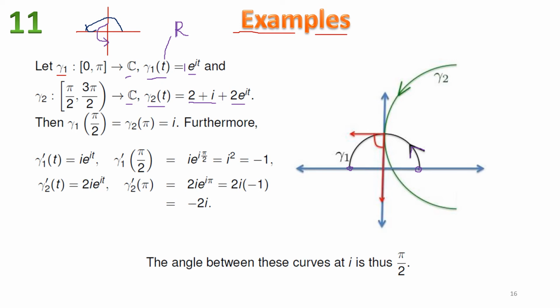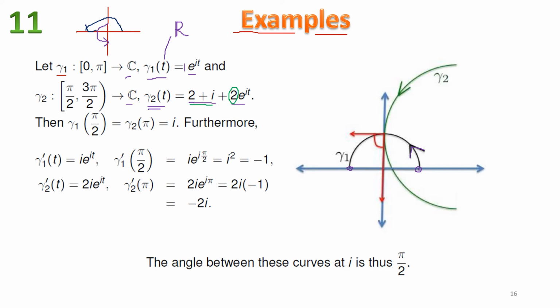Now gamma 2, the second curve we are talking about, is 2 plus i plus 2 e to the power it. So here you can see that we have a circle of radius 2, and t is rolling from pi by 2 to 3 pi by 2. So pi by 2 to 3 pi by 2 is this much variation with the radius 2, and the center of the circle is 2 plus i.